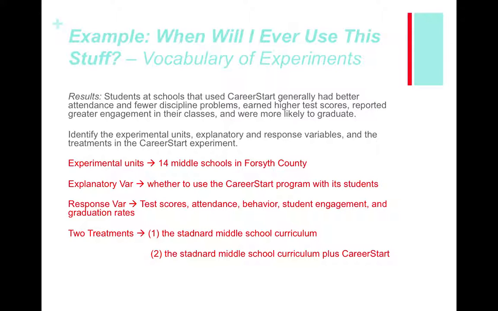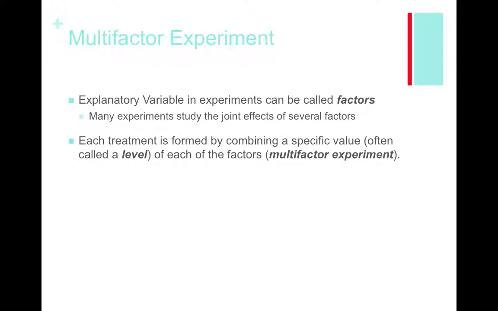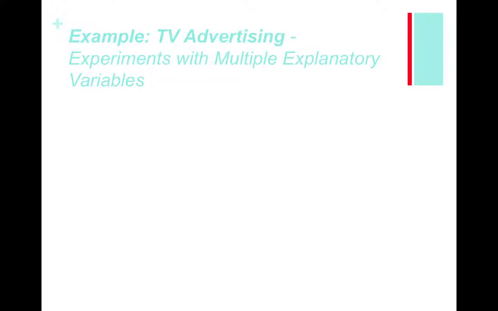So sometimes the explanatory variables in an experiment can be called factors. Many experiments study the joint effects of several factors. In an experiment, each treatment is formed by combining a specific value of each factor. Often that will be called a level, and each of those factors would be called a factor in a multi-factor experiment. Okay, so just an example of a multi-factor experiment real quickly.